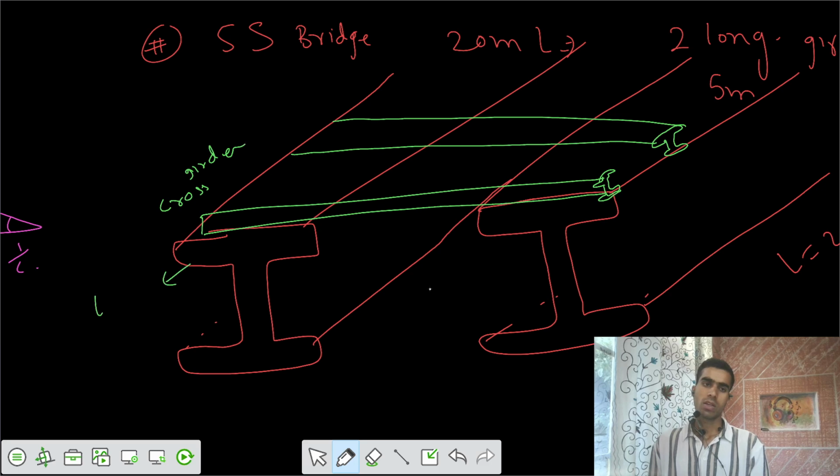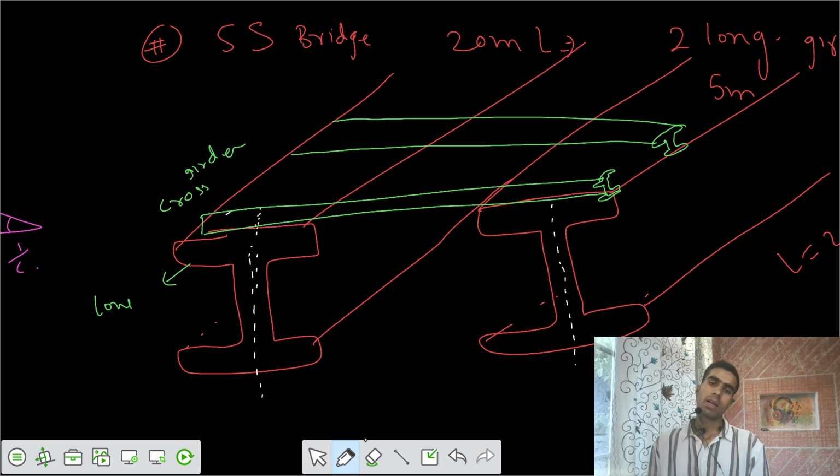This is your long girder, and on the top we have stringers, or we can say joists. Actually we keep these cross girders up to the center of the section of the long girder. You can remove the rest of that. We only keep up to this point.